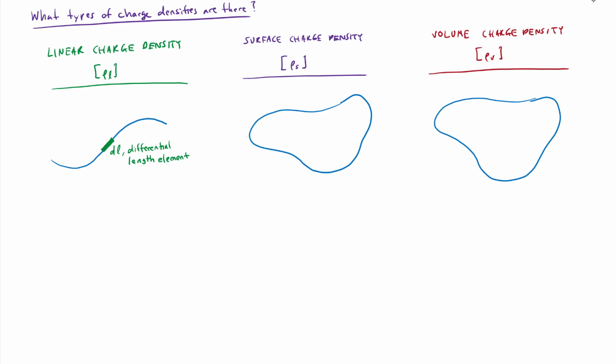So we know that already. The one thing we're adding to this is there's a total charge Q associated with this and a total length L. So if there is a small baby length here, that means it's also going to have a small baby charge dq. So we call this the differential charge element dq.